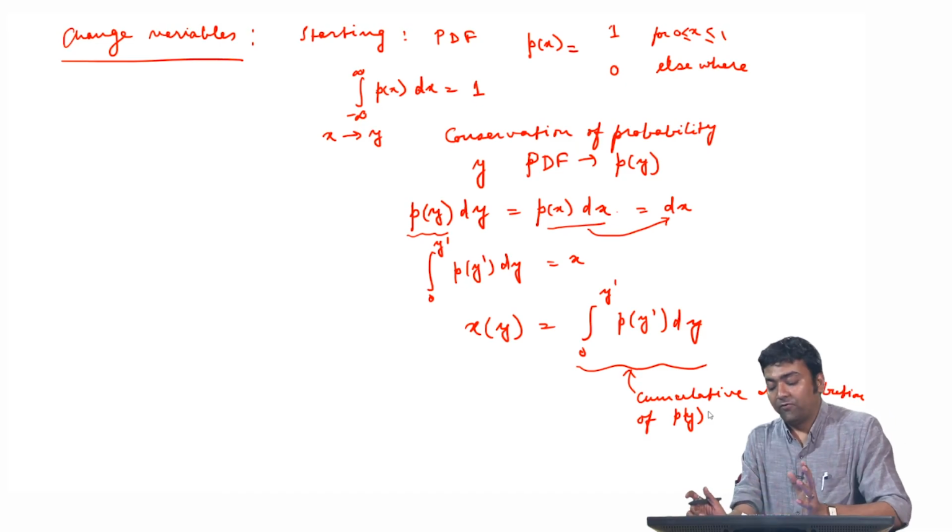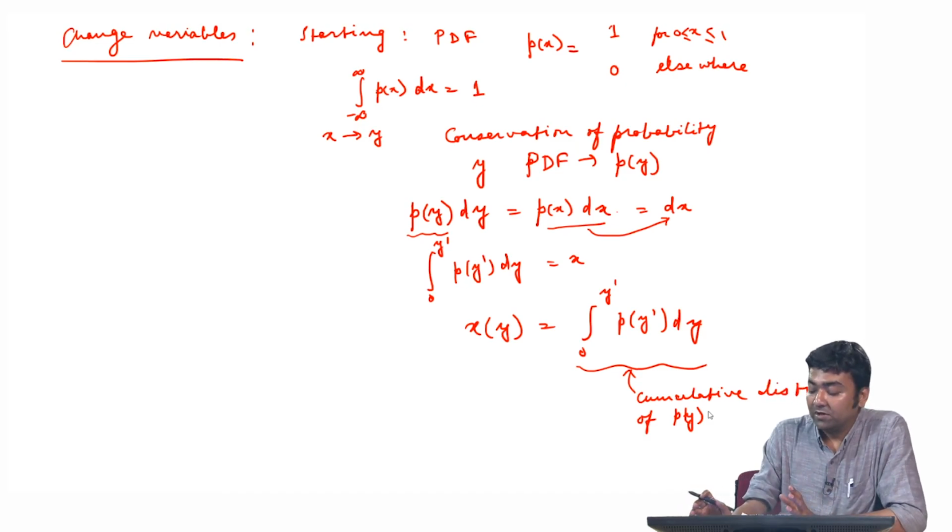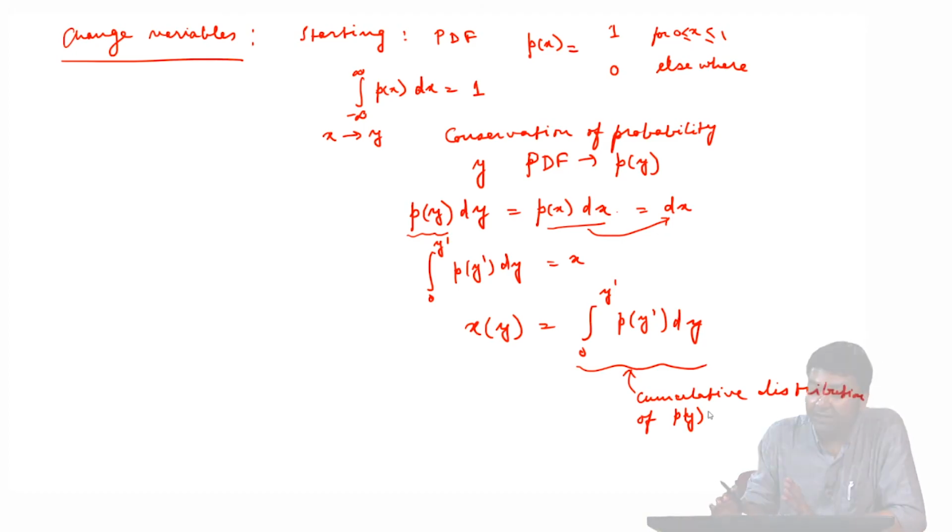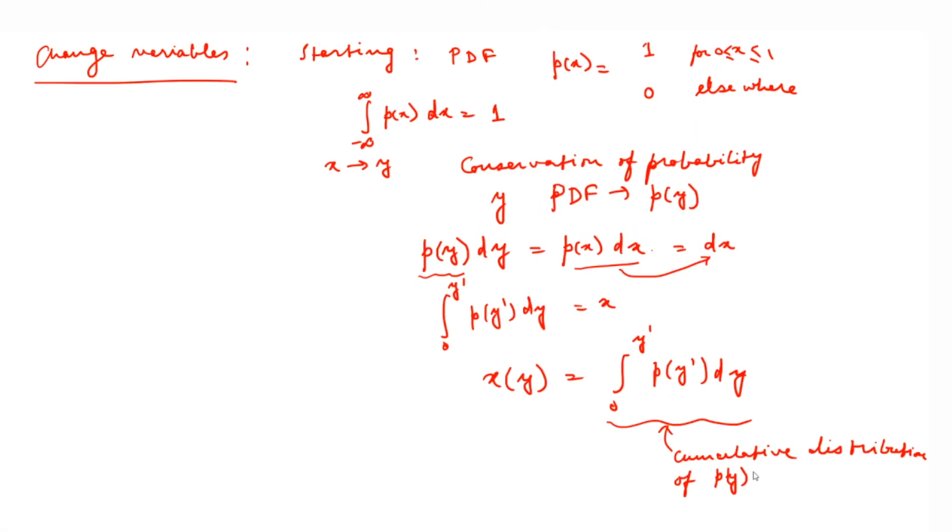So, if we can somehow compute the cumulative distribution of the desired new distribution, then we can easily get the mapping. Once we know x as a function of y, if this expression is invertible, then we can also get y as a function of x. So, this is how the transformation is done.